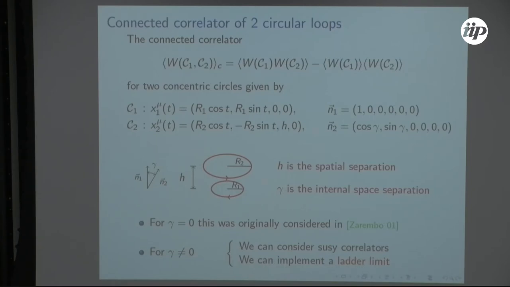Yeah? I mean, individually, each loop is supersymmetric. But if you are taking them at different positions and with different orientations, in general, the supersymmetries preserved by one loop or the other are different. But then it turns out that if you tune a relation between the spatial and the internal space separation, you can make them have supersymmetries in common.